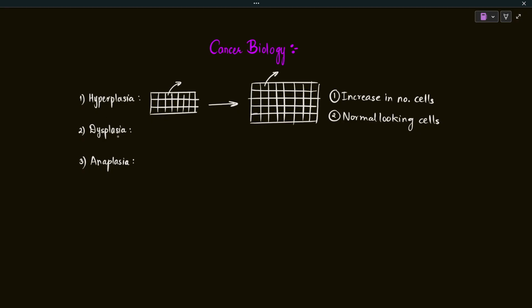Dysplasia, unlike hyperplasia, refers to the excessive division of cells which leads to certain abnormalities that can be visualized under the microscope. So something goes wrong in the cell, something abnormal, and that is leading them to divide uncontrollably. If that is visualized under the microscope as abnormal, we call it dysplasia. If it leads to normal-looking cells, we call it hyperplasia.